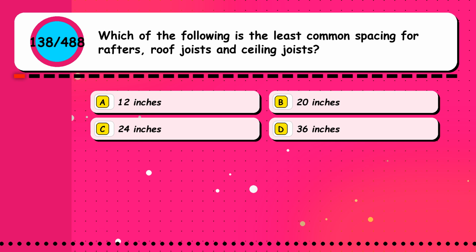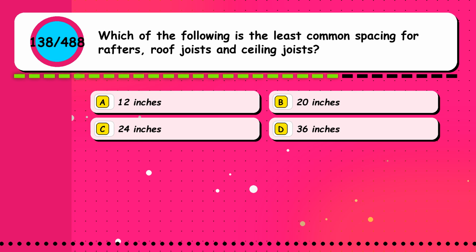Question 138. Which of the following is the least common spacing for rafters, roof joists and ceiling joists? Option A. 12 inches. Option B. 20 inches. Option C. 24 inches. Option D. 36 inches.